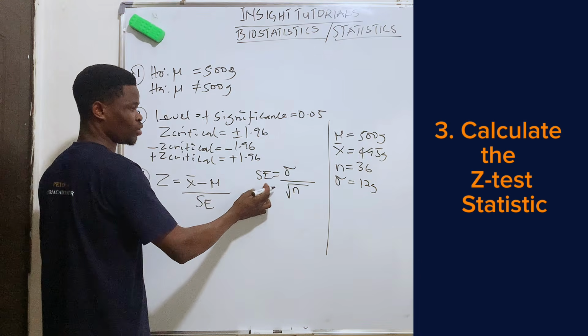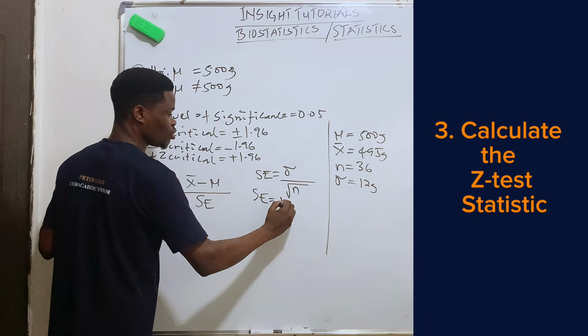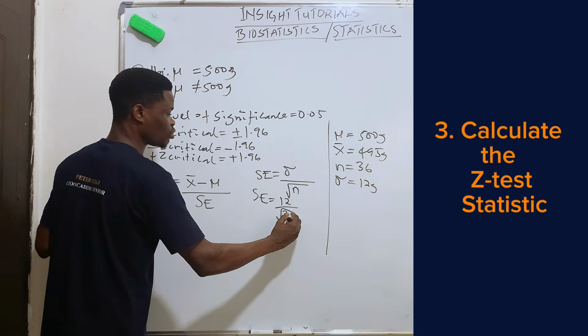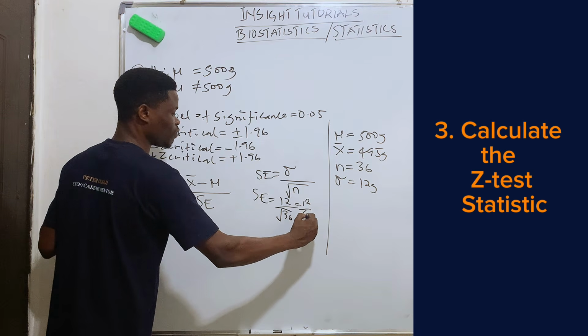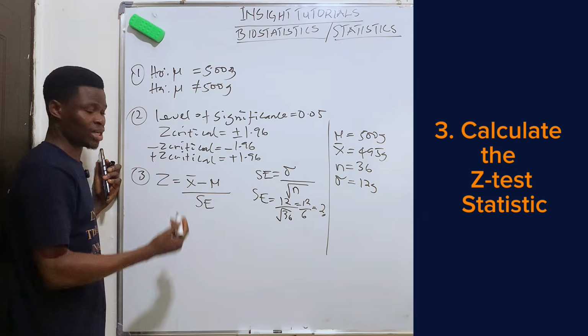So let us find the standard error first, looking at this value. Standard error equals 12 all over the square root of 36, and this is going to be 12 over 6, and 12 divided by 6 is 2. So our standard error is 2, as shown there.